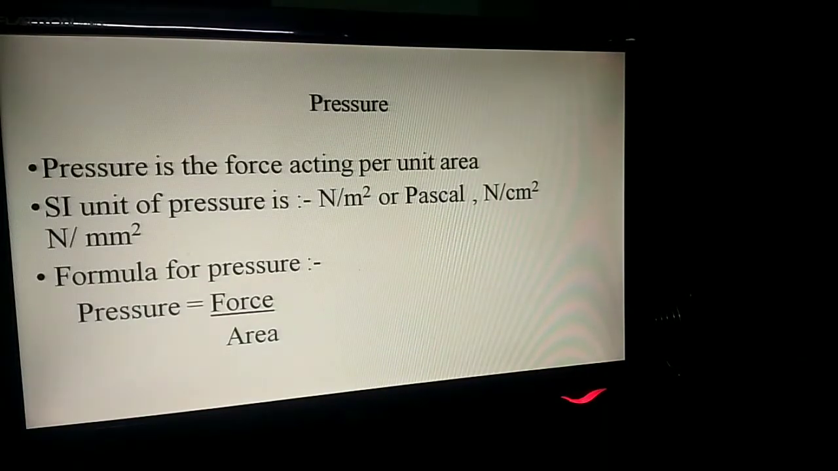Now, once again, what is pressure? Pressure is the force acting per unit area. Its SI unit is Newton per meter square or Pascal. Mathematically, pressure is equal to force by area, or thrust by area.